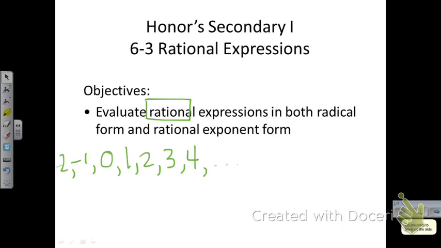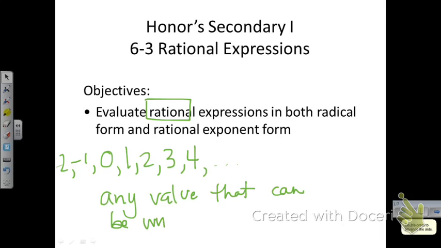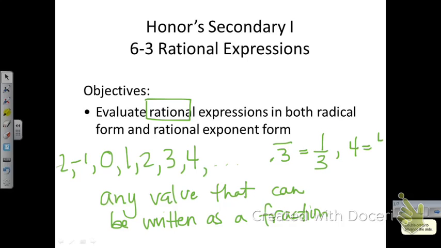Rational numbers are any value that can be written as a fraction. So, for example, if I give you 0.3 repeating, this can be written as 1/3. If I give you just the number 4, 4 can be written as 4/1, it's now a fraction, or we could even do 8/2 and it's a fraction. So any number that can be written as a fraction is known as a rational number.